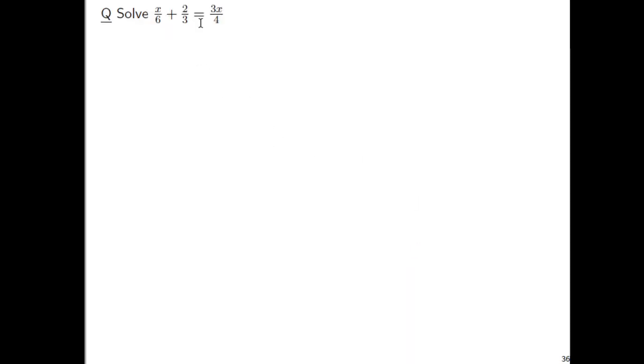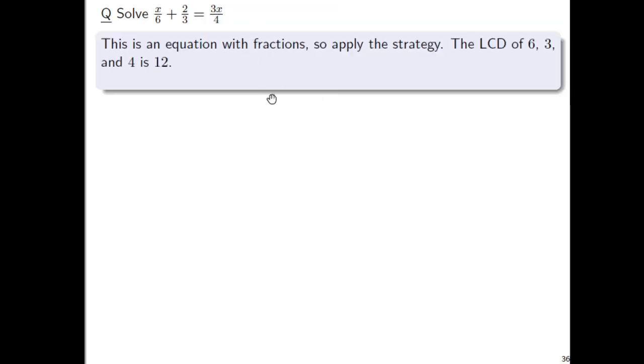This is an equation. Look, there's an equal sign right there. This is an equation with fractions. So let's apply the strategy. The denominators here are 6, 3, and 4, and the LCD is 12. So I'm going to multiply both sides by 12.